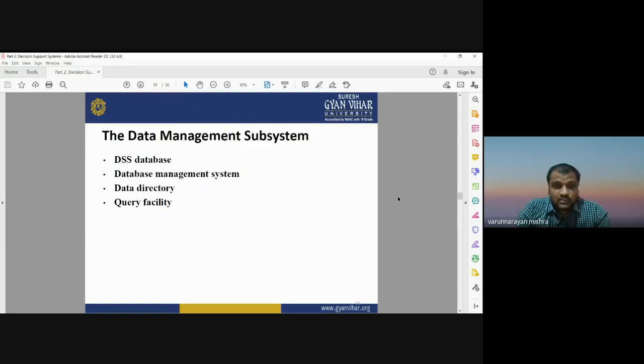Now we are going to discuss the database or data management system. Under the data management system, we have some database, then we can have a data directory or query facility. Queries can be done using SQL or PL/SQL, all of which were already discussed in your DBMS class. So the data management system includes some kind of database. If you have a database, then you need to manage it on the basis of some modeling, some database management system. Then you can have a data directory, and after that you can go for query processing of that data.